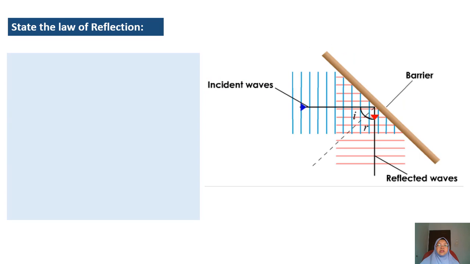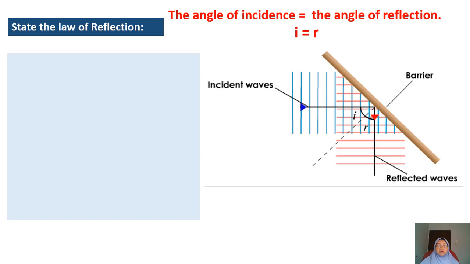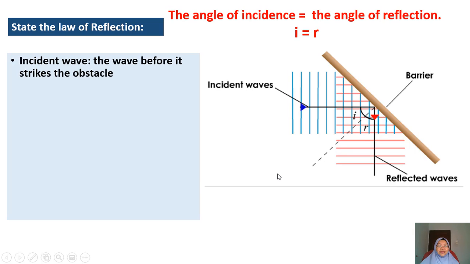Now, state the law of reflection. The law of reflection says that the angle of incidence equals the angle of reflection, where i equals r. This is the incident wave, and this is the direction of the incident wave. This is the wavefront of the incident wave, the blue one, and the red one is the wavefront of the reflected wave. This is the direction of the reflected wave. Here is the normal line, here is i, the angle of incidence, and r is the angle of reflection.